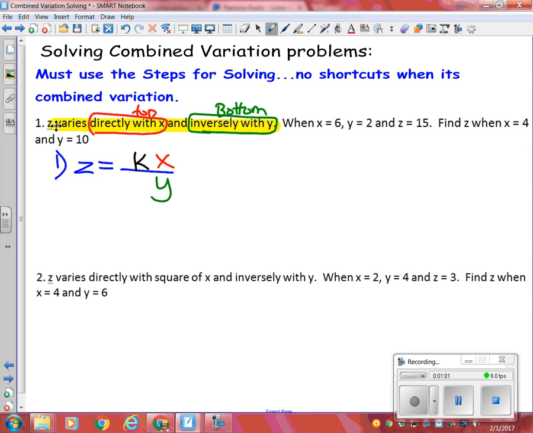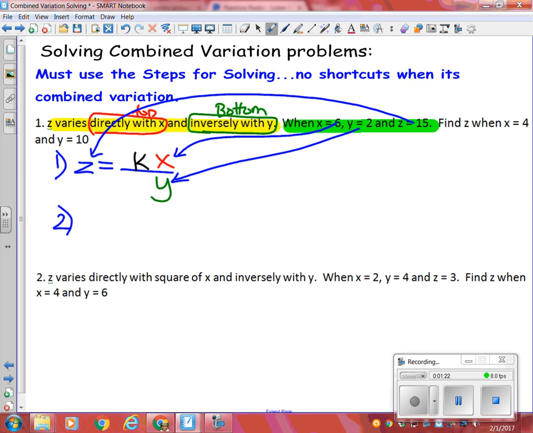Okay, step two. This is when we highlighted the pieces of information, the numbers that all seem to work together. X is 6, Y is 2, and Z is 15. So I'm going to take a minute to put all of these in place. X would be a 6, 2 would be for Y, and 15 would go in for Z. So I'm going to have 15 is equal to k times 6 over 2, and we're still solving for constant k. Now, in looking at my problem, I have 6 divided by 2, which does reduce to 3. So I have 3 times k is equal to 15. And if I divide by 3, my constant k works out to be 5.